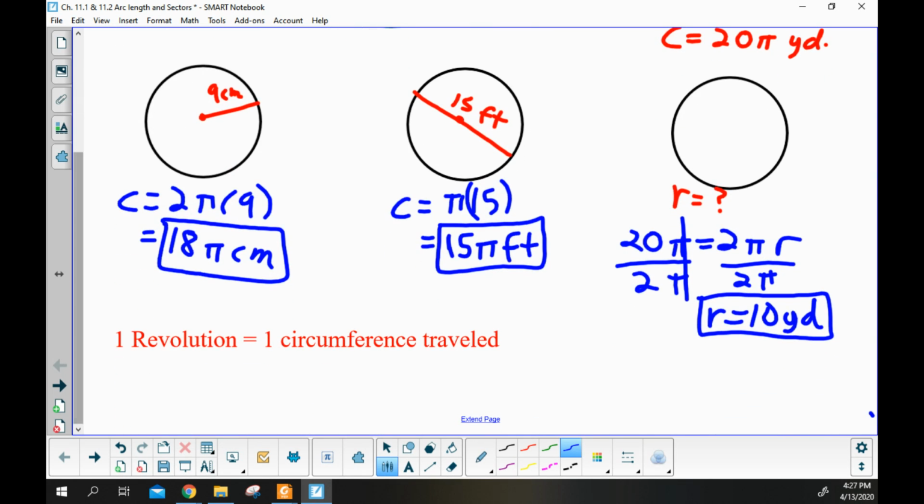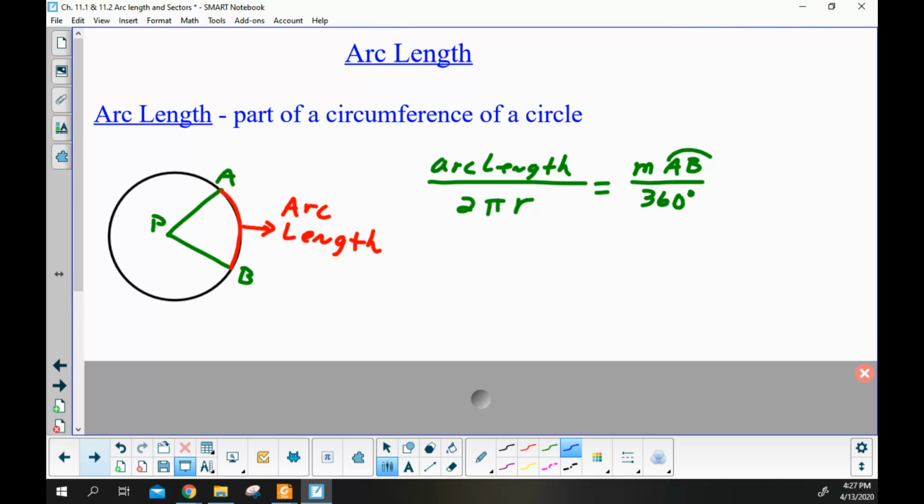And then just something to think about when you're in science class and stuff. If you hear the word revolution, it means basically one time you travel around the circumference. So think about if a tire revolves or rotates once, it moves the distance of the circumference. That's what one revolution means. We're not going to deal with it much in our class, but that's just for if you do science and everything.